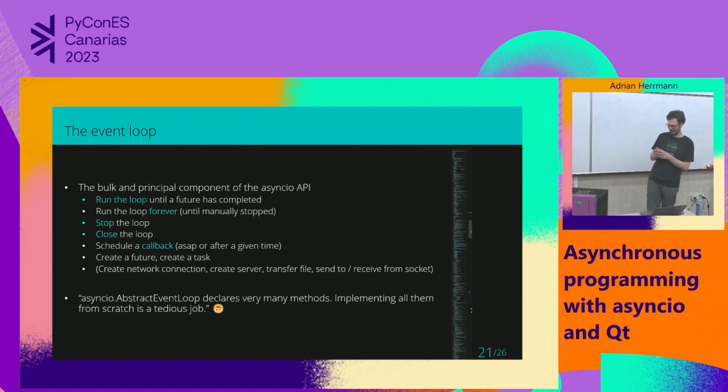So AsyncIO has this pretty funny sentence in their documentation. They say, it declares very many methods. Implementing all of them from scratch is a tedious job. Well, emojis from me. Well, I can certainly confirm this. But in all fairness, they do warn you. So if you are insane enough to try this yourself, you have also been warned. It's white on black.